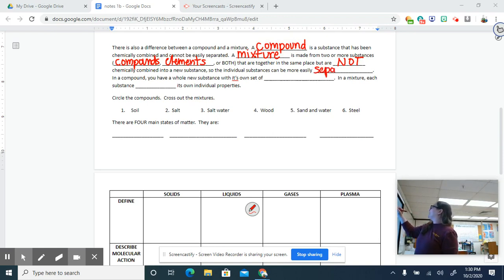So in a mixture, we can separate our two substances, three substances, however many substances. With a compound, we get a whole new substance, and it has its own set of properties. If you have a mixture, each substance keeps its own individual properties.